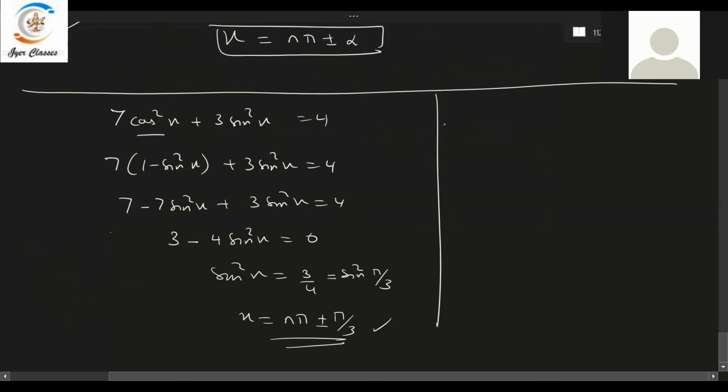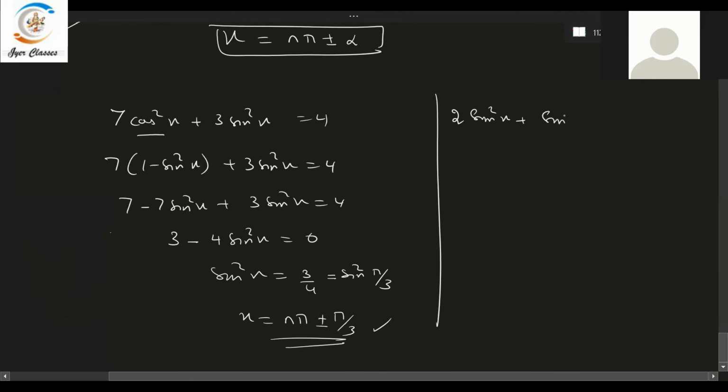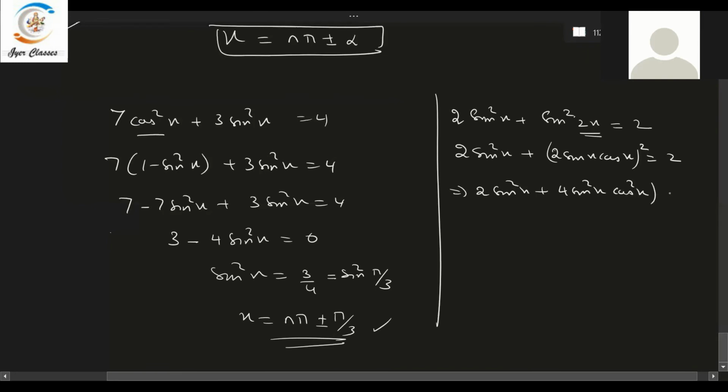इसी का एक अगला, और उसके बाद आप लोग प्रैक्टिस सेशन में बैठना. 2 times sine square x plus sine square 2x is equal to 2. What can we write here? 2 times sine square x plus sine square 2x. तो क्या लिखेंगे? 2 times (sine x cos x) the whole square is equal to 2. Or you can take out 2 sine square x plus 2 into 2 कितना होता है? That is 4 sine square x cos square x, bracket close, is equal to 2.